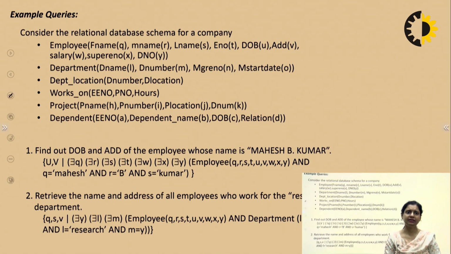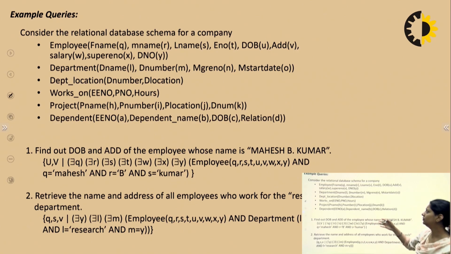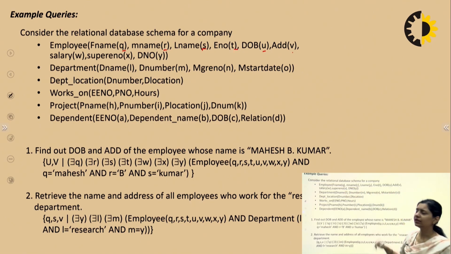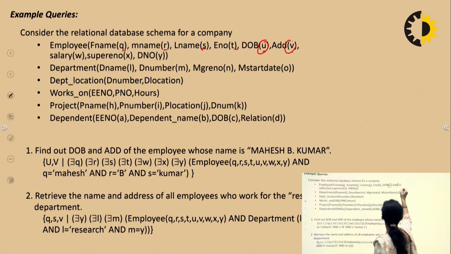So we'll be taking the same example. Now we'll be solving each and every query that we have done previously with the domain relational calculus. When we have all of them written the same, over here what we have done is given the variable names to each and every column for easy reference, because we don't have to write it again and again. So the first one is to find out the date of birth and address of the employees. Date of birth is with U and address is V. So we'll be writing the two variables as U and V.